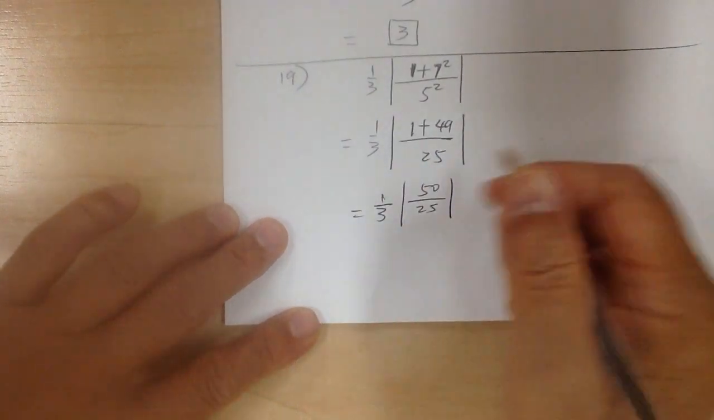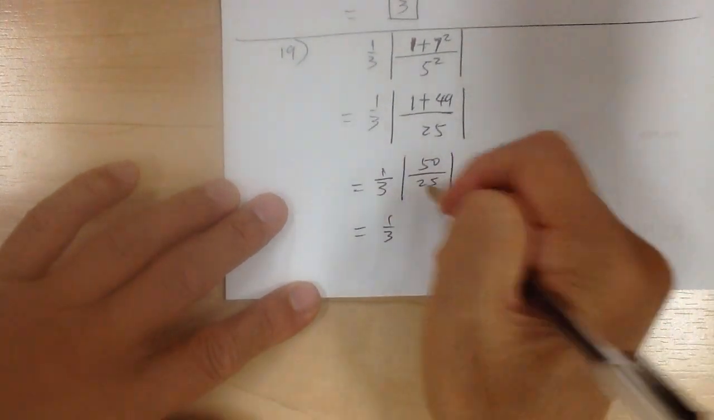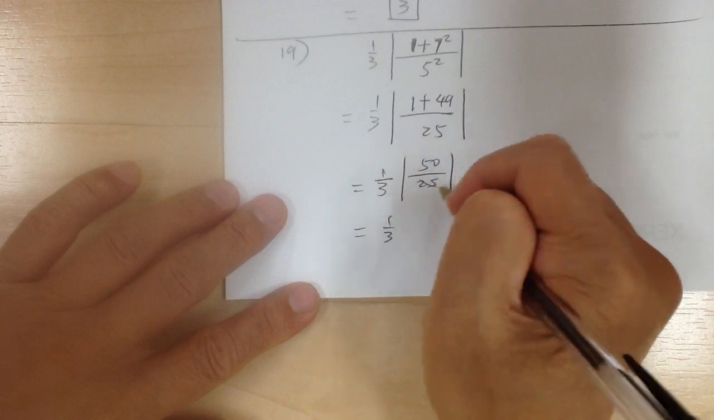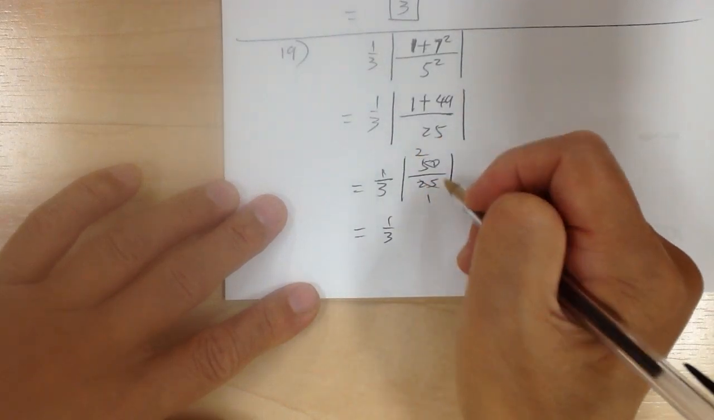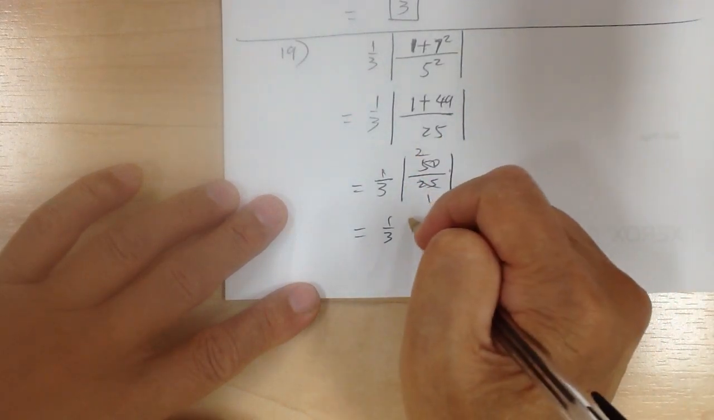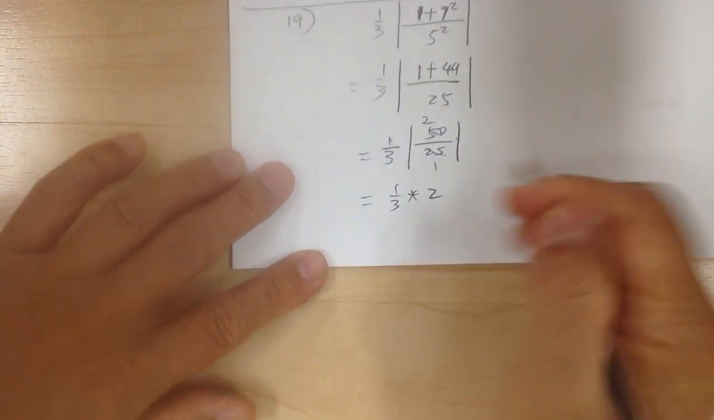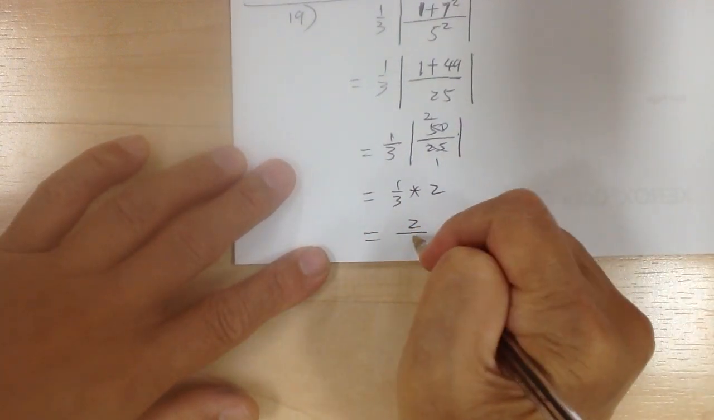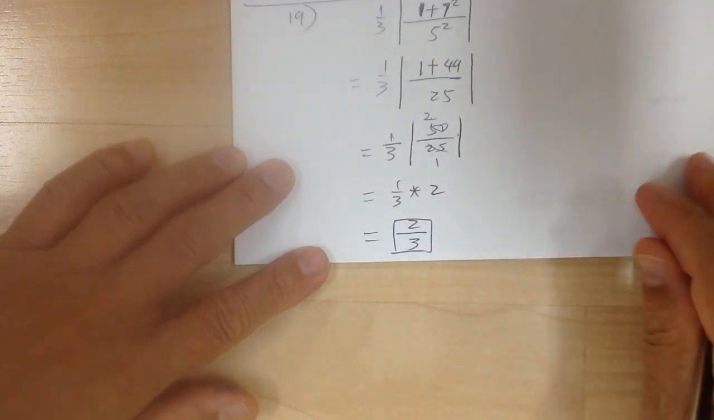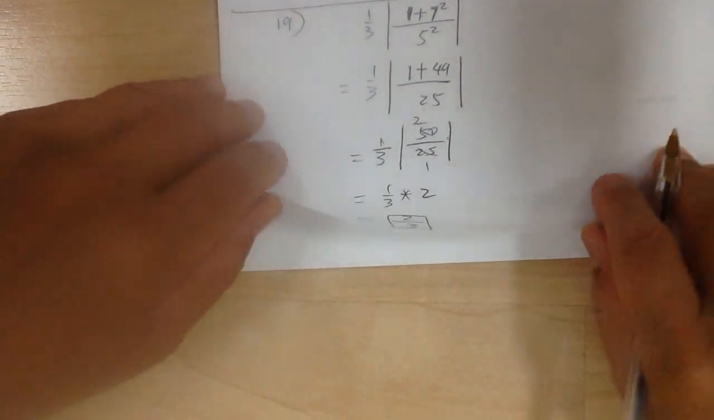Okay. And so you can simplify that. So 50 over 25 is 2, right? So the absolute value of 2 is equal to 2. Okay. And so your answer would be equal to 2 over 3. Okay, let's go to the next one.